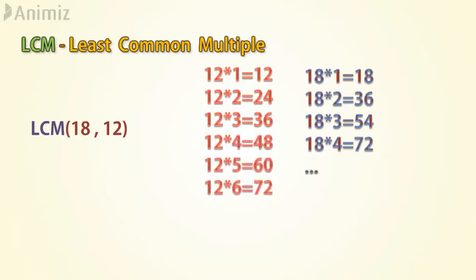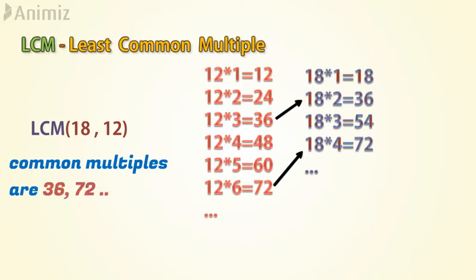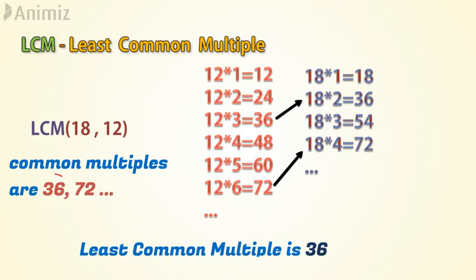The common multiples of 18 and 12 include 18 into 2 and 12 into 3, which is 36, then 18 into 4 and 12 into 6, which is 72, and so on. From that, the least common multiple is 36. Finding LCM for small numbers using multiples is quite simple.